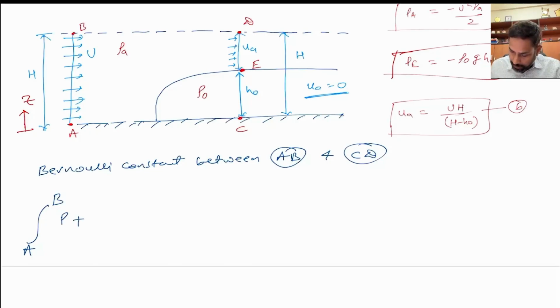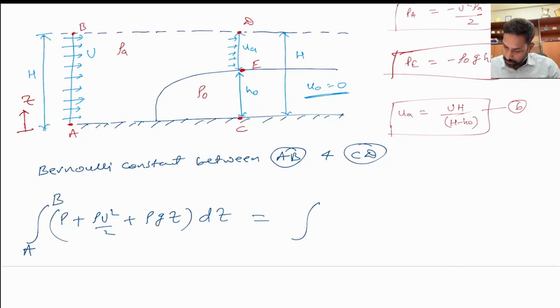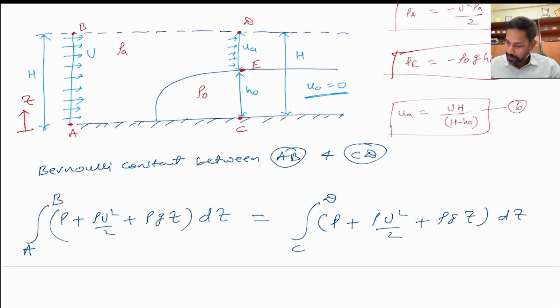the integral from A to B of P plus rho u square by 2 plus rho g z dz is equal to the integral from C to D of P plus rho u square by 2 plus rho g z dz.